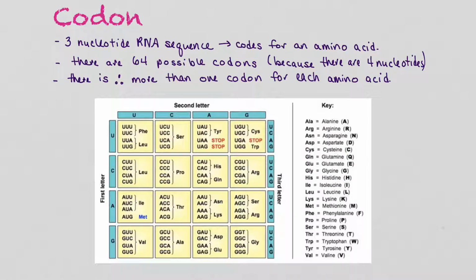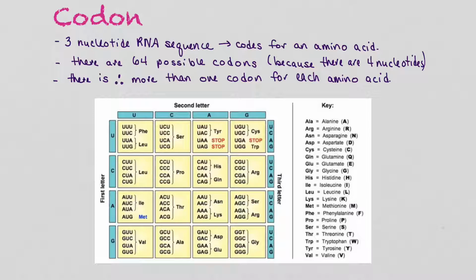So a codon is a combination of three nucleotides in the RNA sequence. So the ribosome reads the mRNA transcript 3 nucleotides at a time, and those 3 nucleotides at a time is called a codon. And a codon codes for one amino acid. There can be any combination of the nucleotides, and because there are 4 nucleotides, there can be 4 times 4 times 4 possible codons, so 64 possible codons. But if you remember from Unit 1, there are only 20 amino acids, which means that there's more than one codon for each amino acid.